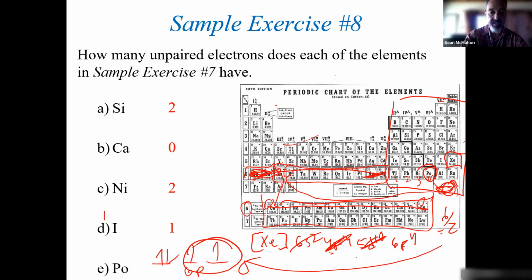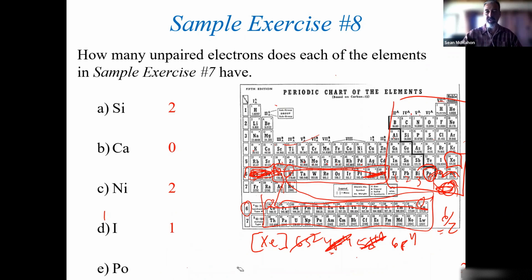And that makes sense because to fill these, I need 2 more, right? How far away am I from a noble gas? 1, 2. I want to be like radon. But I need 2 more electrons. Why? Because my 6p sublevel has 2 unpaired orbitals that need 1 more anti-parallel spin electron. So I need 2 more. So I have 2 unpaired electrons. That's going to be important later when we're doing ionic compounds to determine the charges.